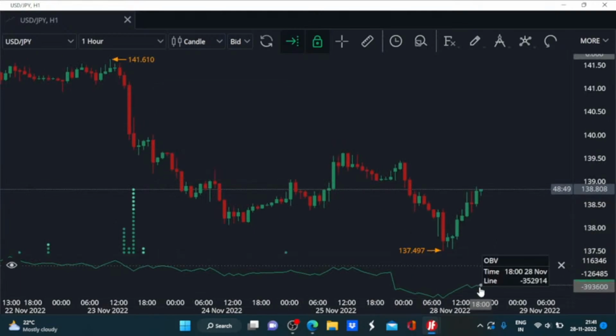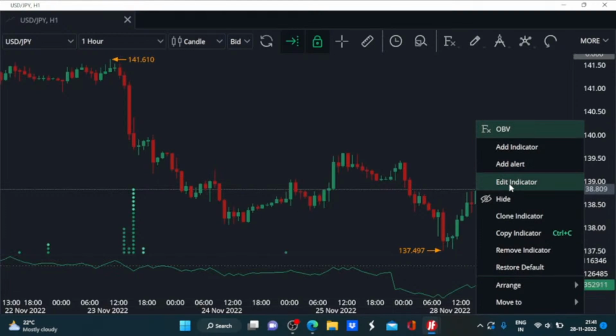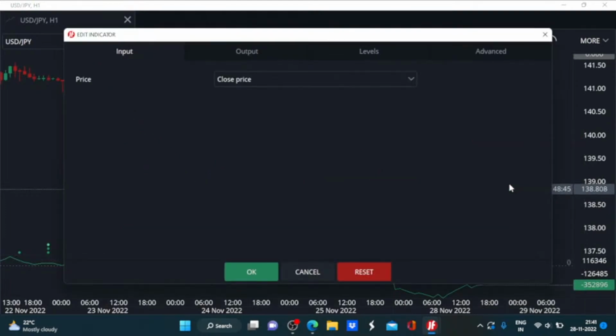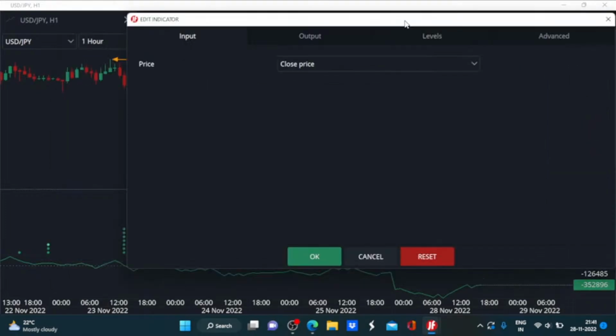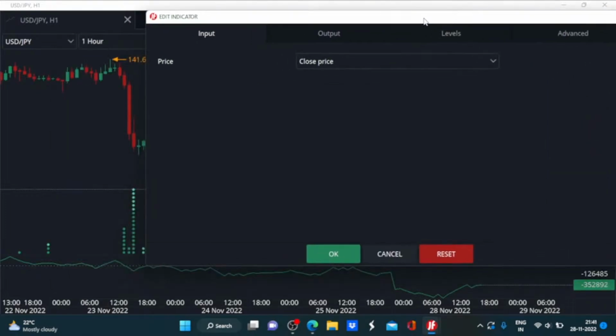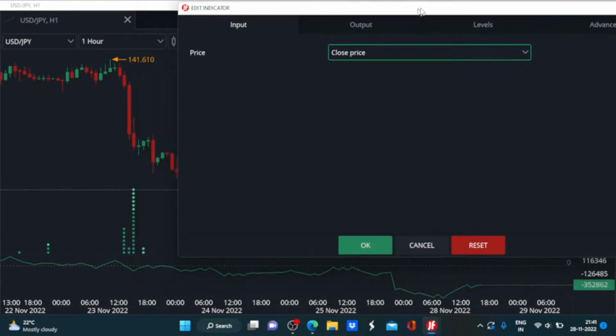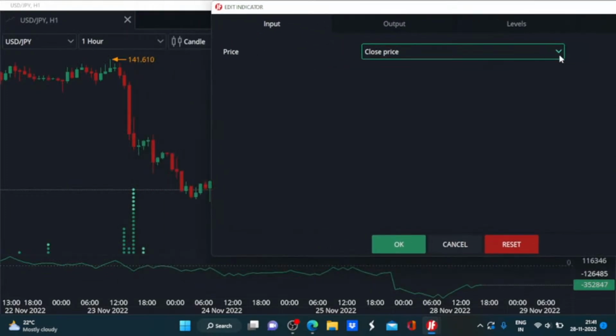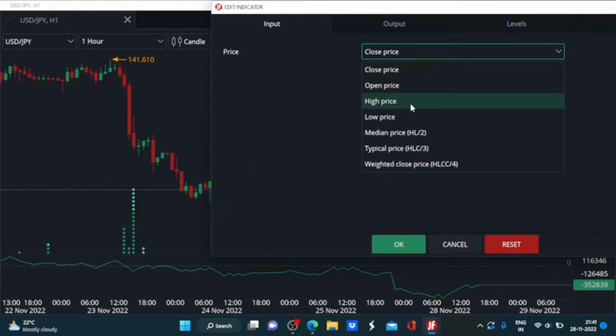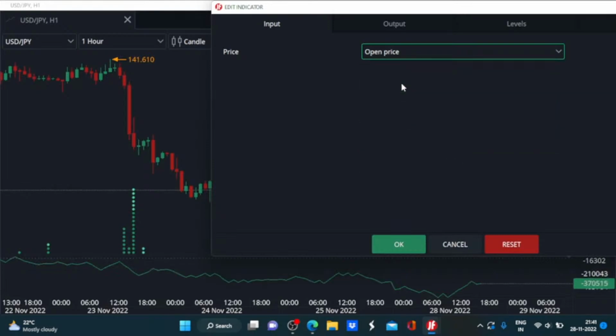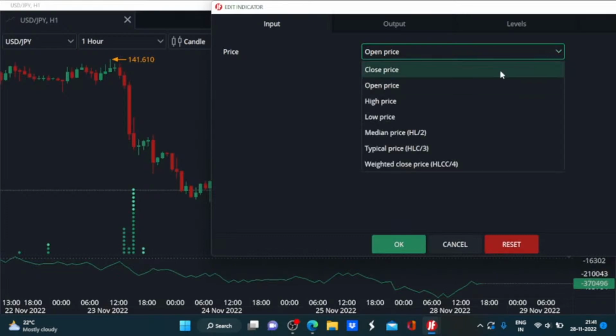Now, if we have to look at its editing options, let's consider the editing panel. There is not much we can edit. We can simply change its applied price. We can opt for different types of applied prices. We can consider close price, open price, high price, low price, median price, typical price, or weighted close price. So all these options are given there, and these options can be tried.